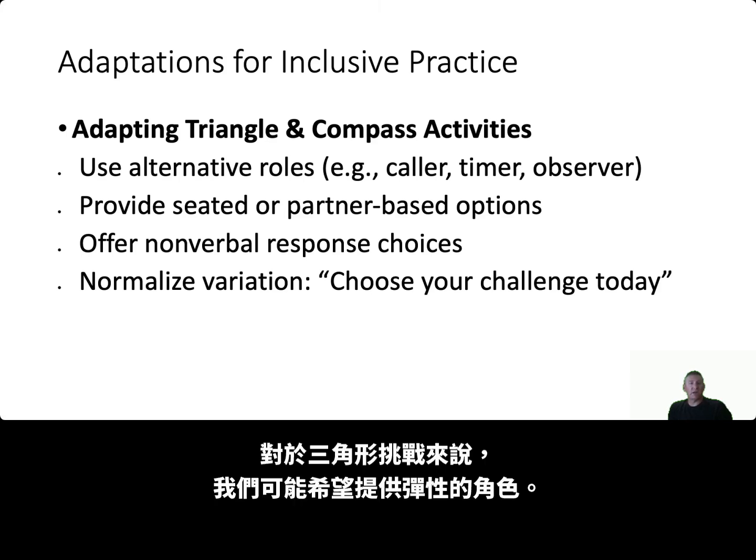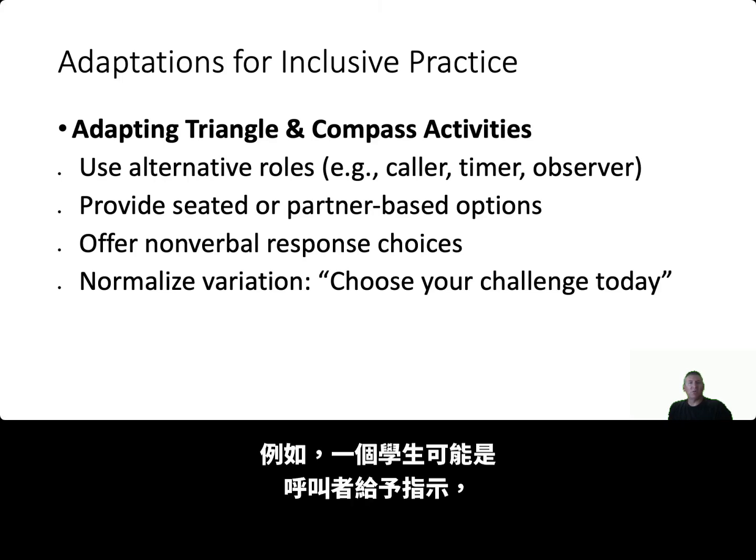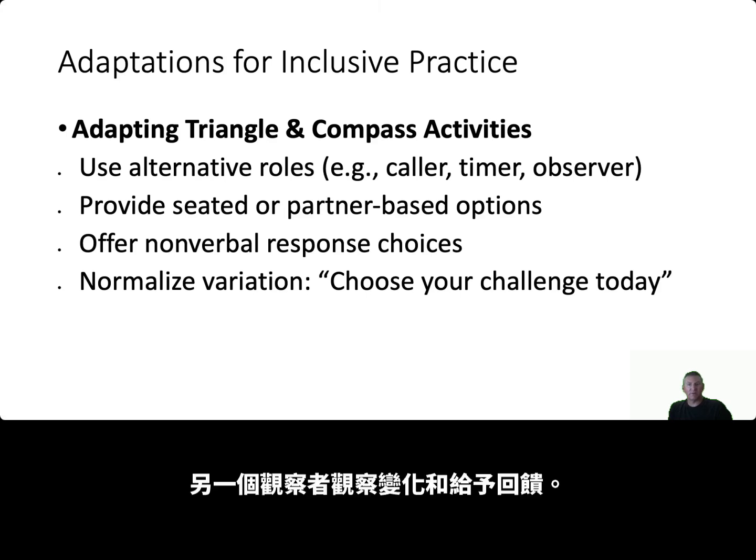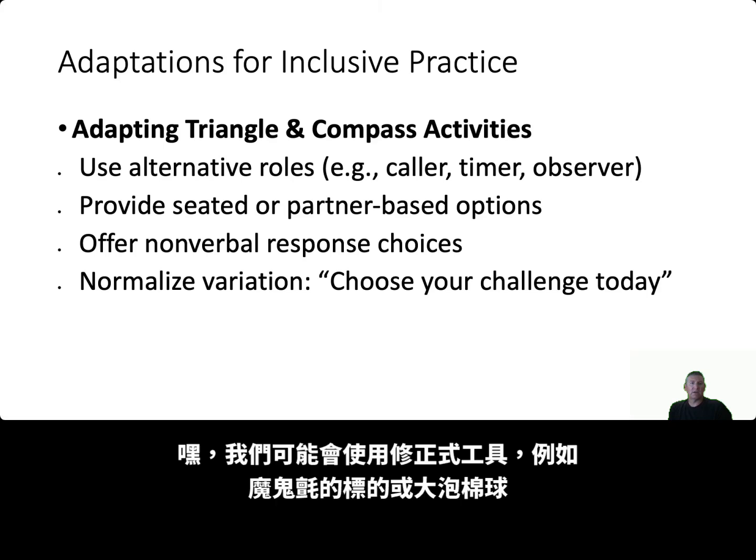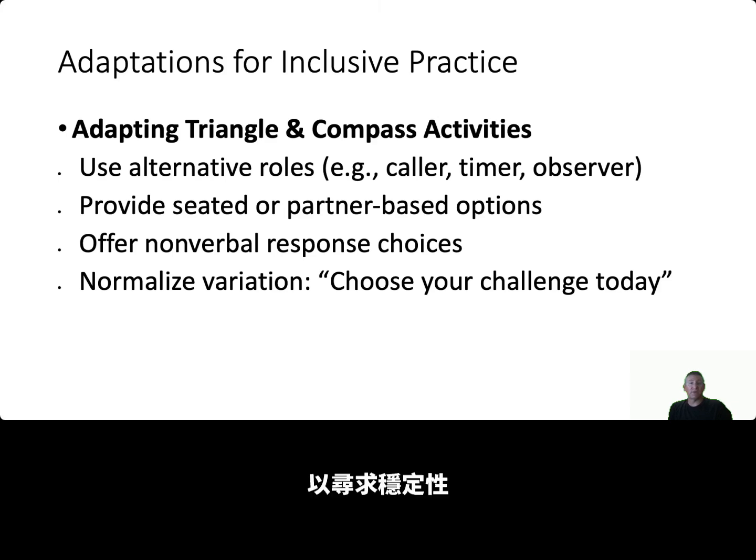For the triangle challenge, we might want to offer flexible roles. For example, one student could be the caller, giving instructions, another the observer, watching for shifts and giving feedback. We might use adapted tools like Velcro targets or large foam balls for things like stability.